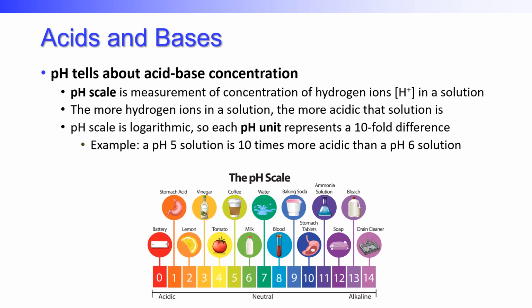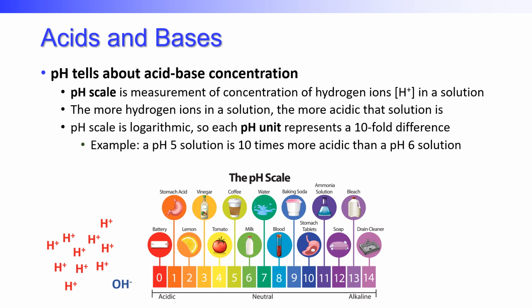So let's just look at this scale. Let's see what we have here. So down here at the acidic end is where we're going to have a whole lot of hydrogens and very few of these hydroxides. And this is where we're going to see things like battery acid, stomach acid, things like that. So we're going to have a large concentration of hydrogen ions down here, making things very acidic.